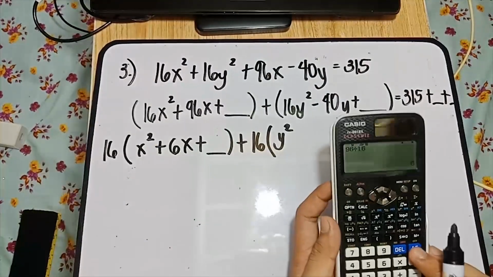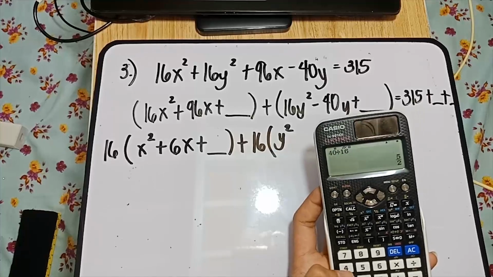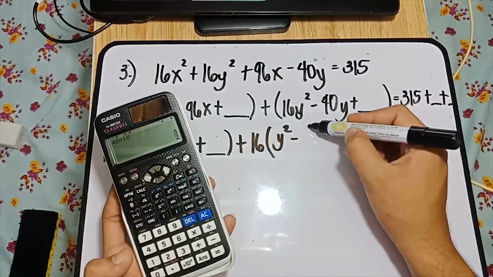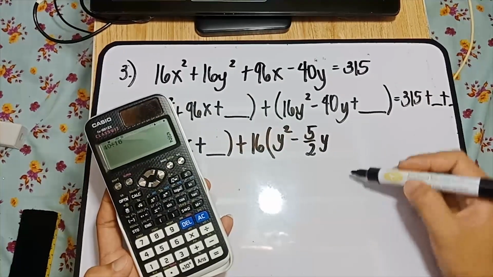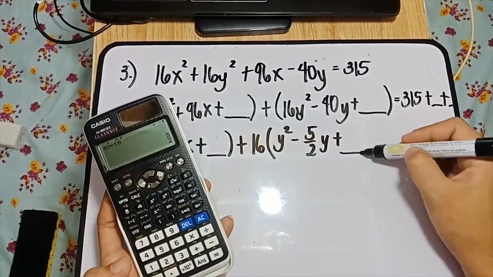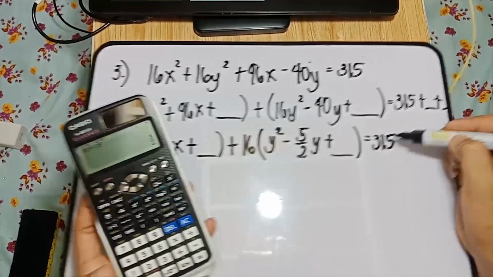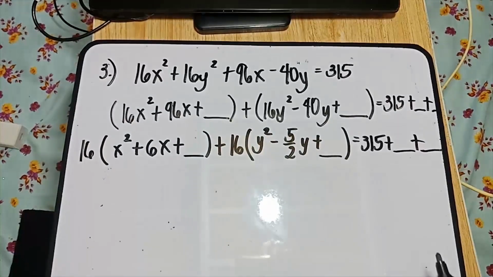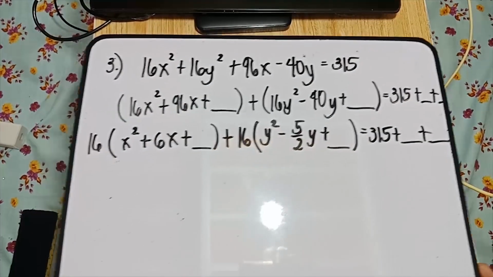40 divided by 16, that is 5 over 2. Minus 5 over 2y. Plus, yung idadagdag natin. Equals 315 plus ito plus ito. Ito yung dinagdag doon, ito yung dinagdag dito. So, ayan.